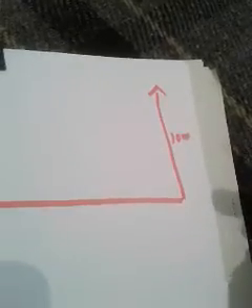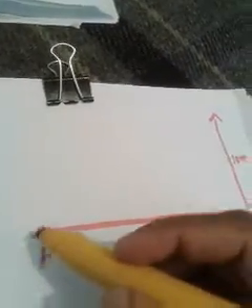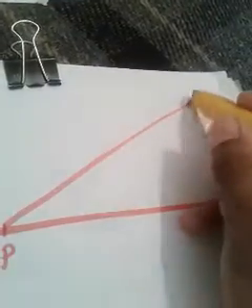So there is a building. Let me draw that building. Its height is given as 10 meters. So this is your building. Its height is given as 10 meters. And from the point P, the angle of elevation of the top of the building is given as 30 degrees. That means someone is seeing the top of the building, so it should be his line of sight.